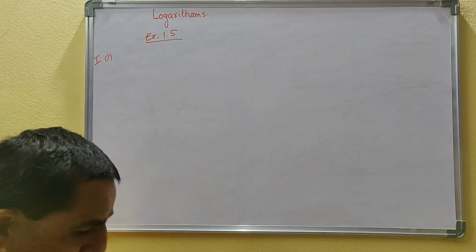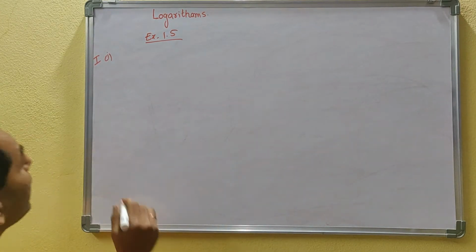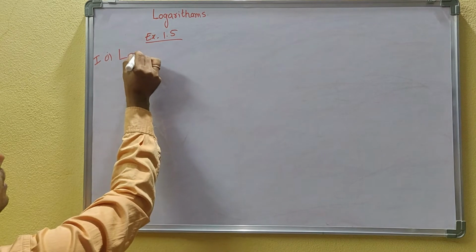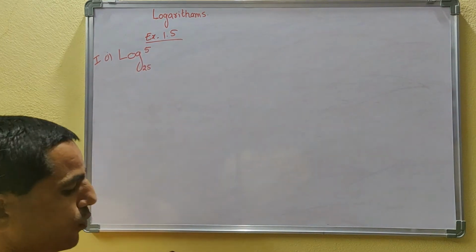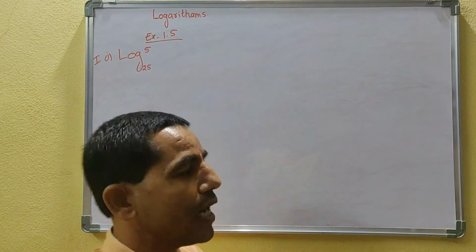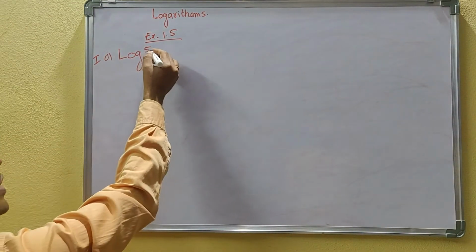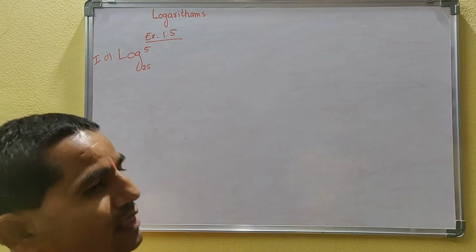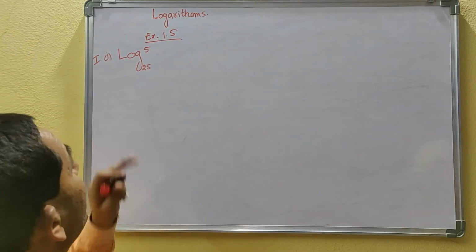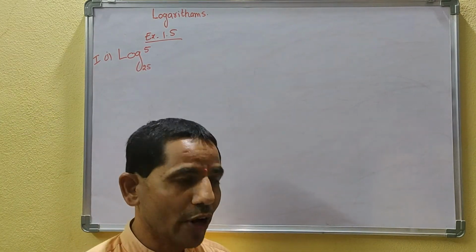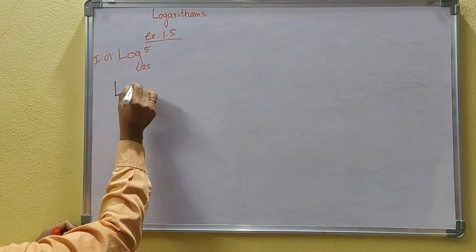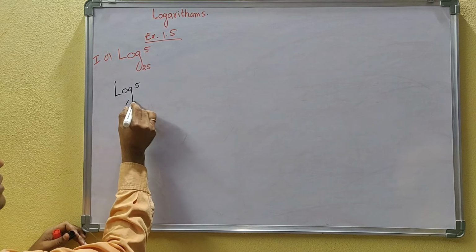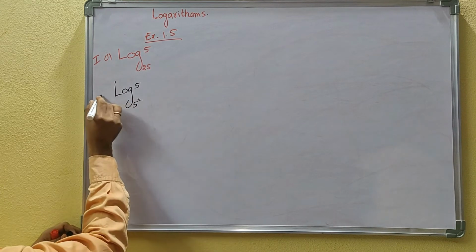First question, log 5 base 25 is given. This is the question. Now I will solve the answer. First, 5 can be written as it is, 5 only. But 25 can be written as 5 into 5. So I will write it like this: log 5, and 25 can be written as 5 square.